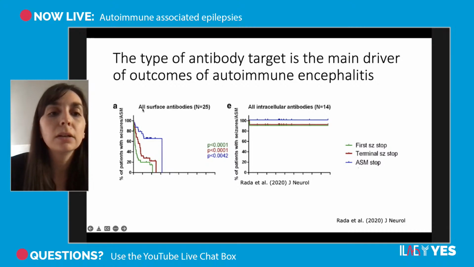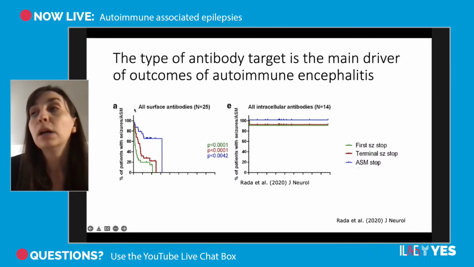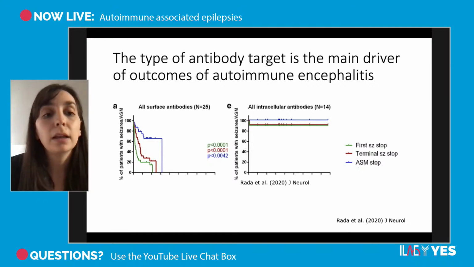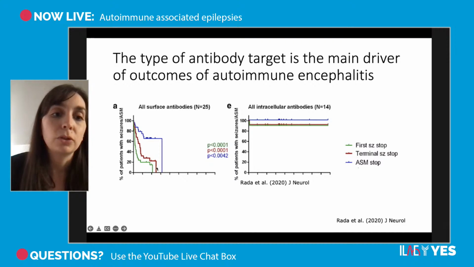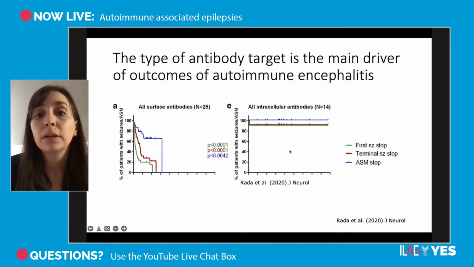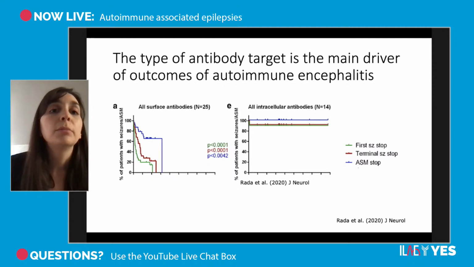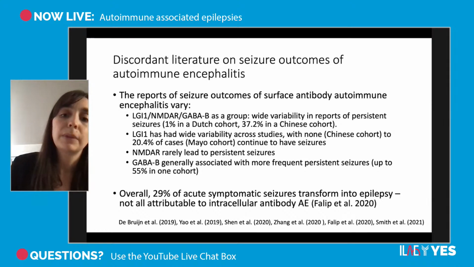And so basically what you'll see here is that in patients who have antibodies to cell surface, so for example, LGI1, Caspr2, and NMDA, the majority stop having seizures. Okay, so you can see that there's really only about 20% that are still having seizures after a few years. And about a third of them were able to get off anti-seizure medications. Whereas if you look on the right-hand side, patients who had intracellular antibodies, so GAD65 and Hu, never stop seizing and never get off anti-seizure medications. So that's number one. The type of antibody target really drives as a primary driver of autoimmune encephalitis outcomes.